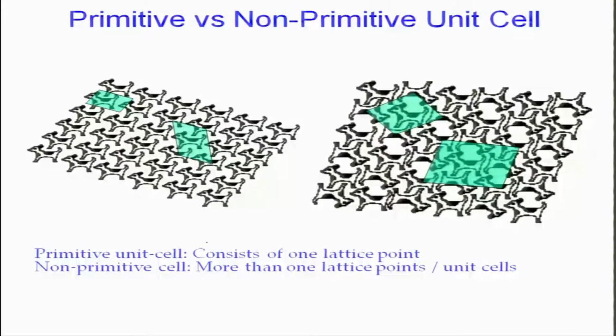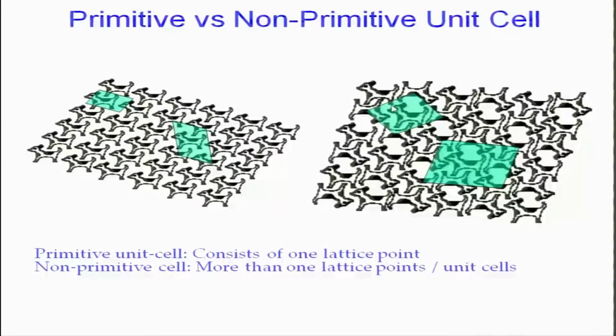Technically speaking, in this case each animal is a lattice point, and for each of them the lattice point is identical. On the other hand, if you look at the non-primitive unit cell, for example, this is the non-primitive unit cell. Let me just go to the pointer. So this will be the non-primitive unit cell. It consists of 2 lattice points.